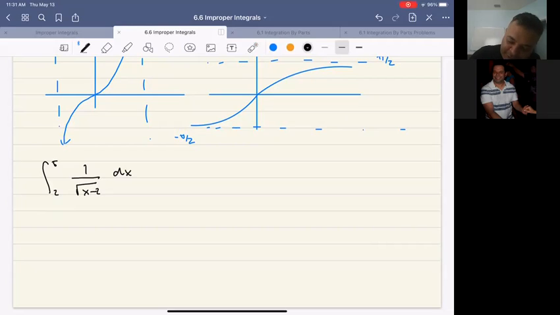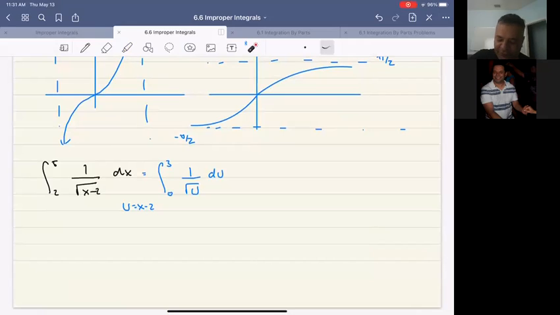So we're going to write this first. We're going to do just a quick substitution: u equals x minus 2. So we're going to get the integral from 0 to 3 of 1 over square root of u du. Now this is a p-test. I know it doesn't have a 1 here, but it's still fine. It's still the same sort of p thing that we were doing before. We're just going to go ahead and do the same thing, though.